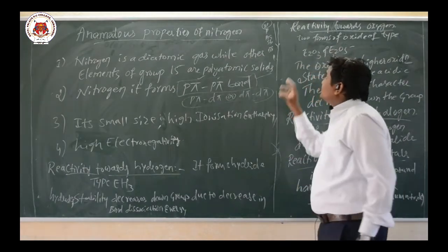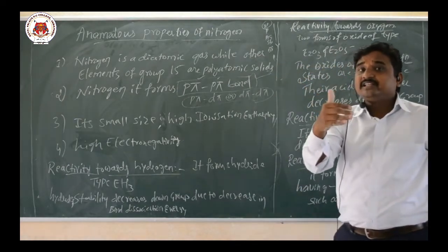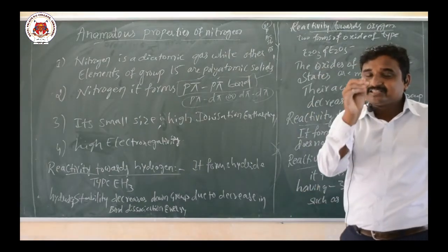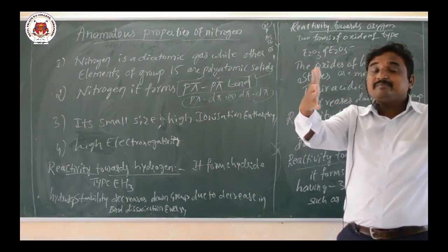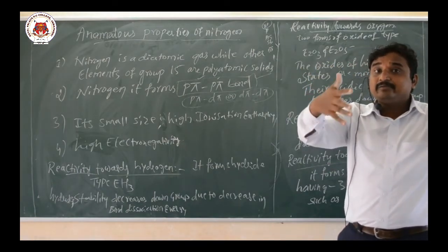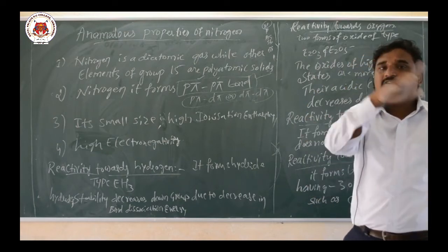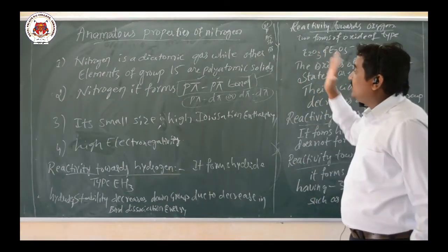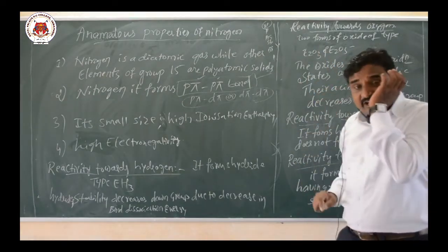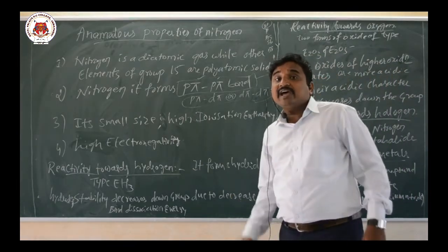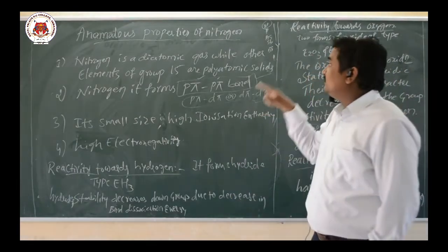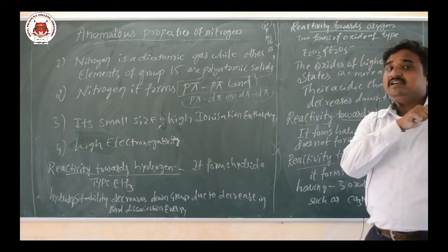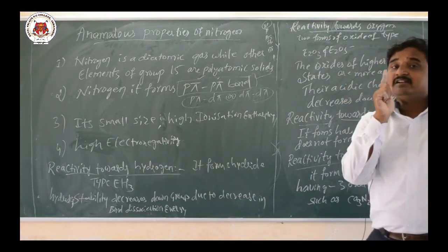Due to that reason the ionization enthalpy is more and electronegativity is more. As size increases, ionization enthalpy becomes less and electronegativity becomes less. But here nitrogen has a very small size, so it has a high ionization enthalpy and high electronegativity. Next, nitrogen is a diatomic gas, whereas the remaining elements are polyatomic solids. Only dinitrogen is a diatomic gas.